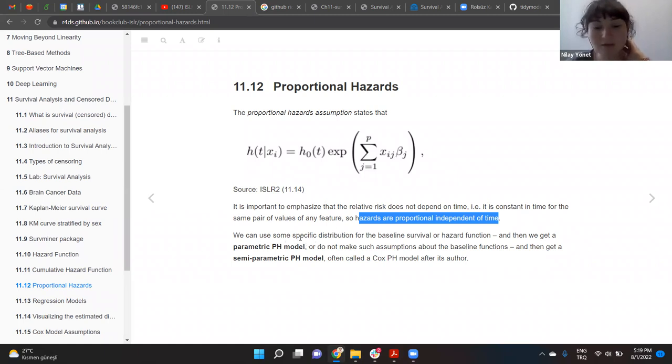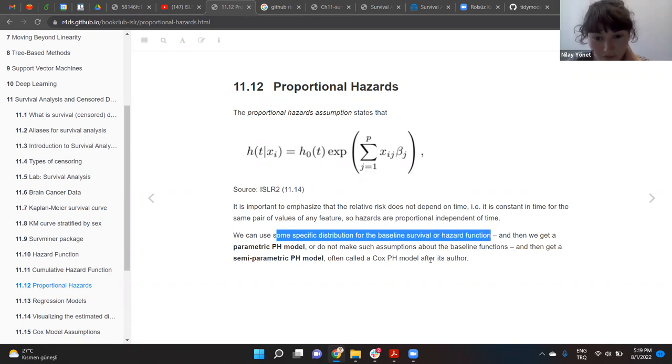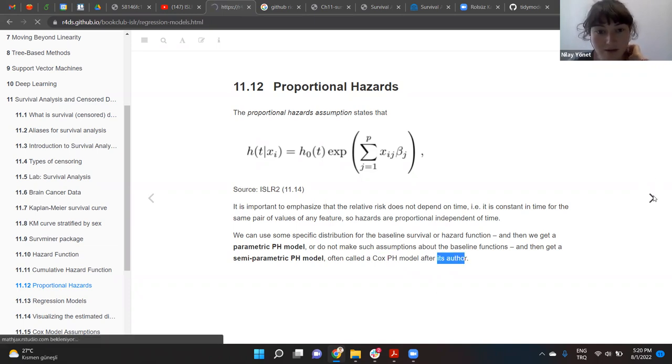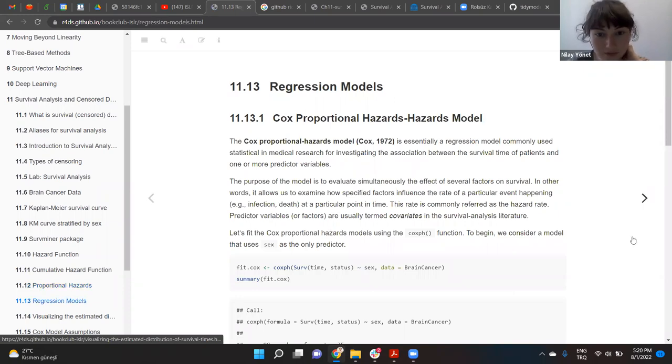Okay, for the parametric proportional hazards model, we can use some specific distribution for the baseline survival or hazard function. If we don't have a distribution assumption about the baseline functions, then we have the semi-parametric proportional hazards model, and we call it Cox proportional hazards. It's the name of its author. And it is essentially a regression model, investigating the survival time of patients and one or more predictor variables.